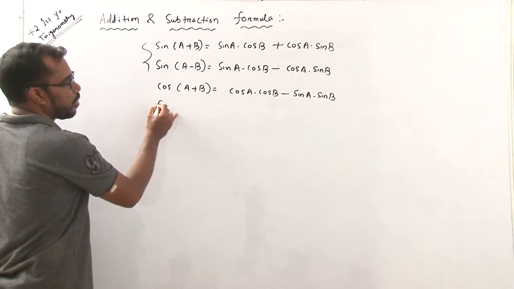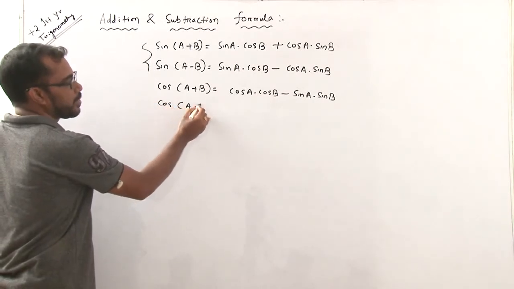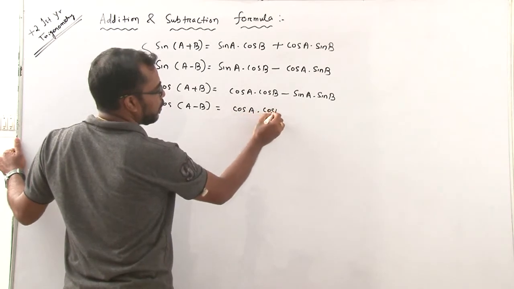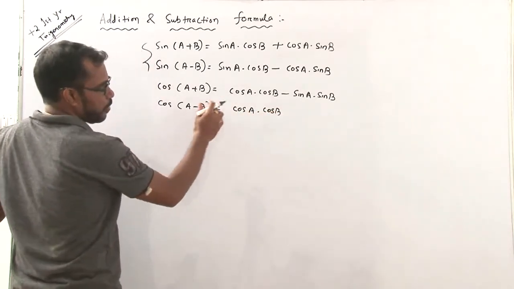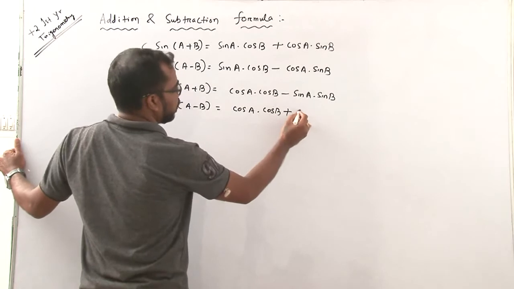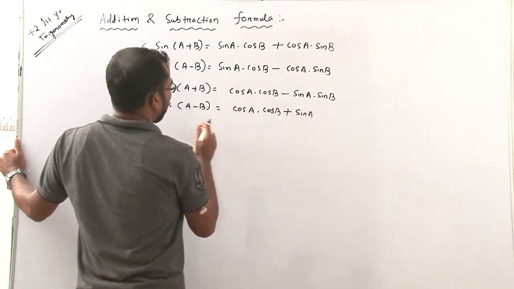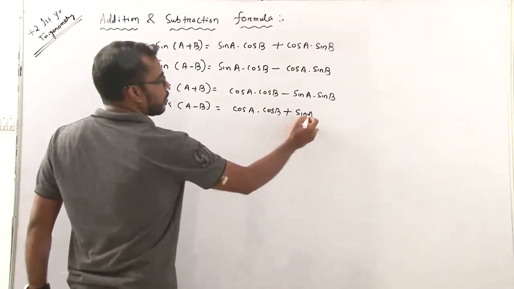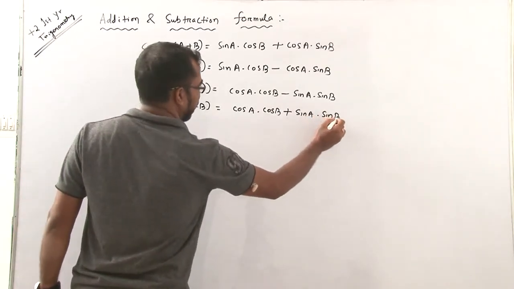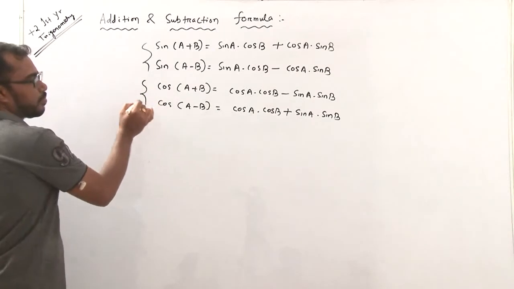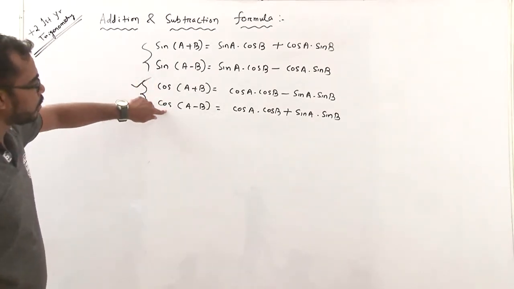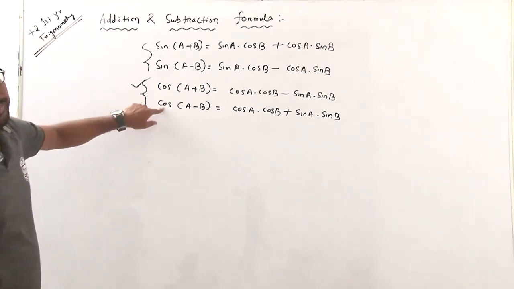Similarly, cos(a minus b) is equal to cos a into cos b, and as the sign is negative, we can write here positive. So cos(a minus b) is equal to cos a into cos b plus sin a into sin b. So if you learn the addition formula, then you can also learn cos(a minus b).